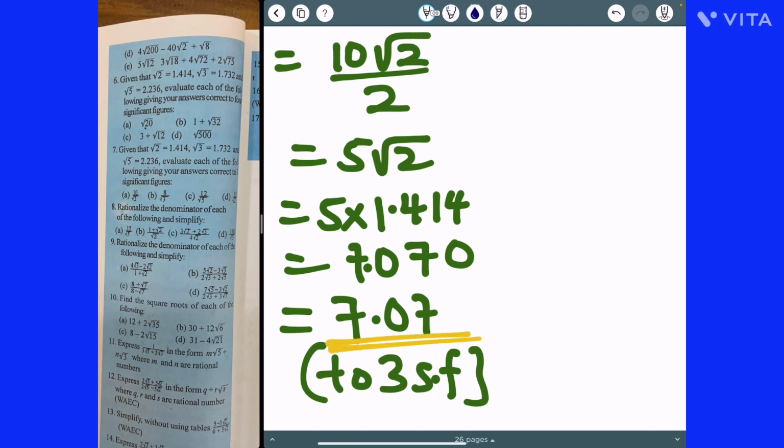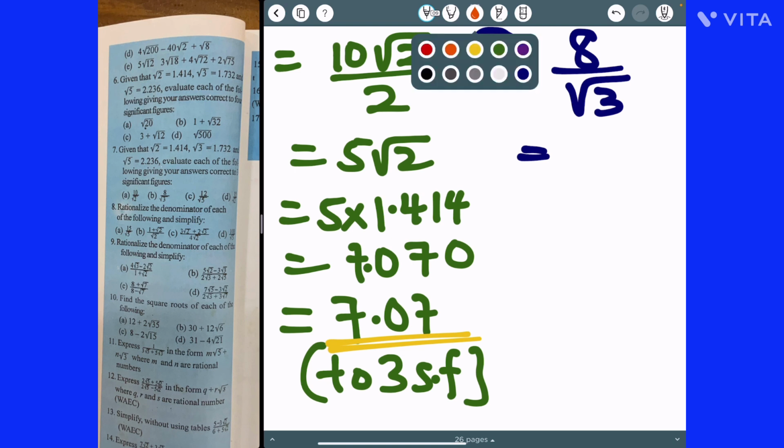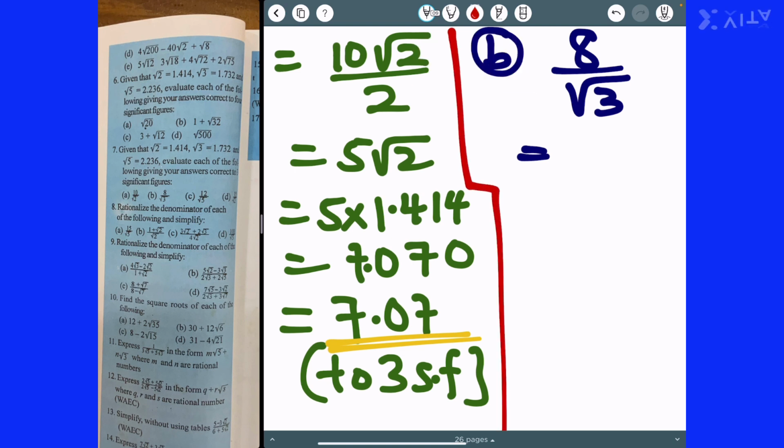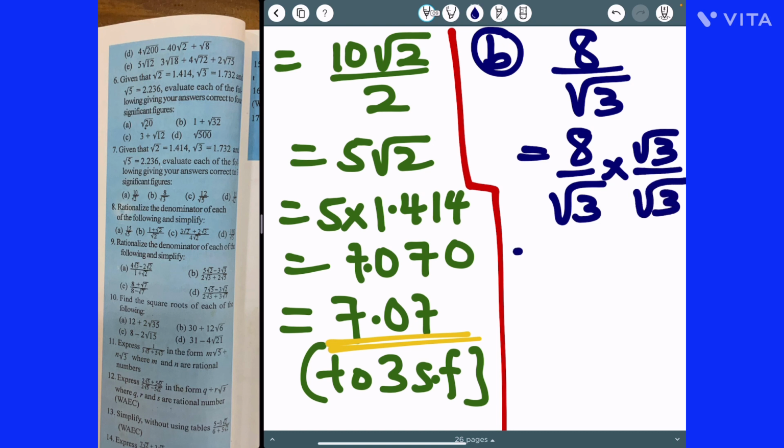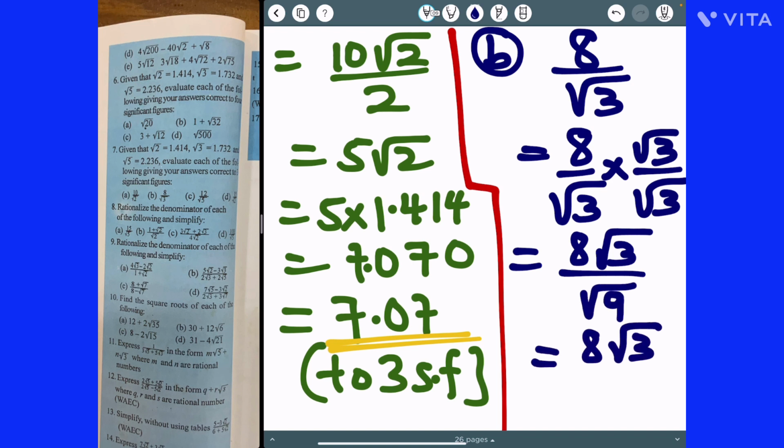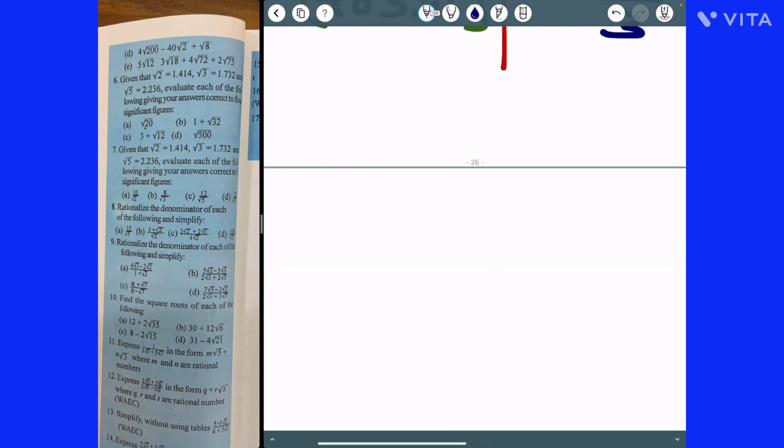So let's go to the second question. Question 7b says we should evaluate 8 over root 3. 8 over root 3 will be written as 8 over root 3 times root 3 over root 3 to rationalize. That gives me 8 root 3 over root 9, so that's 8 root 3 over 3, since the square root of 9 is 3.